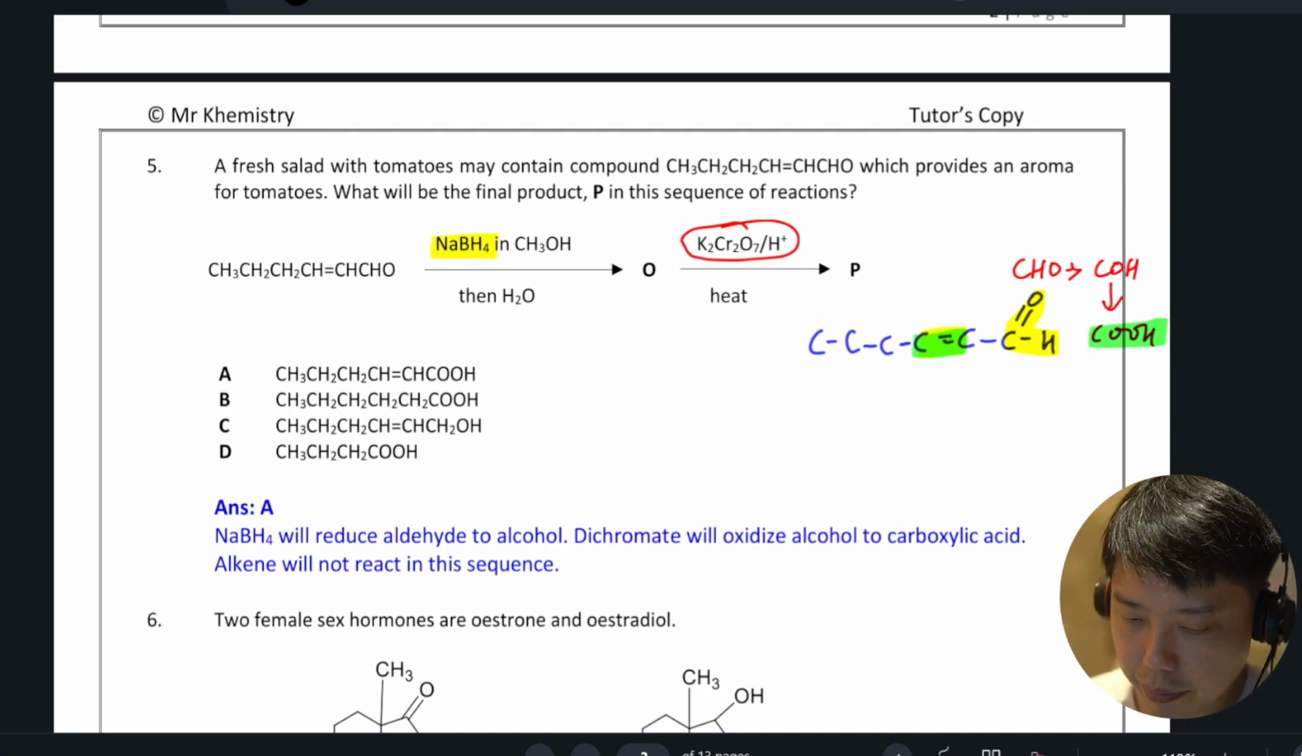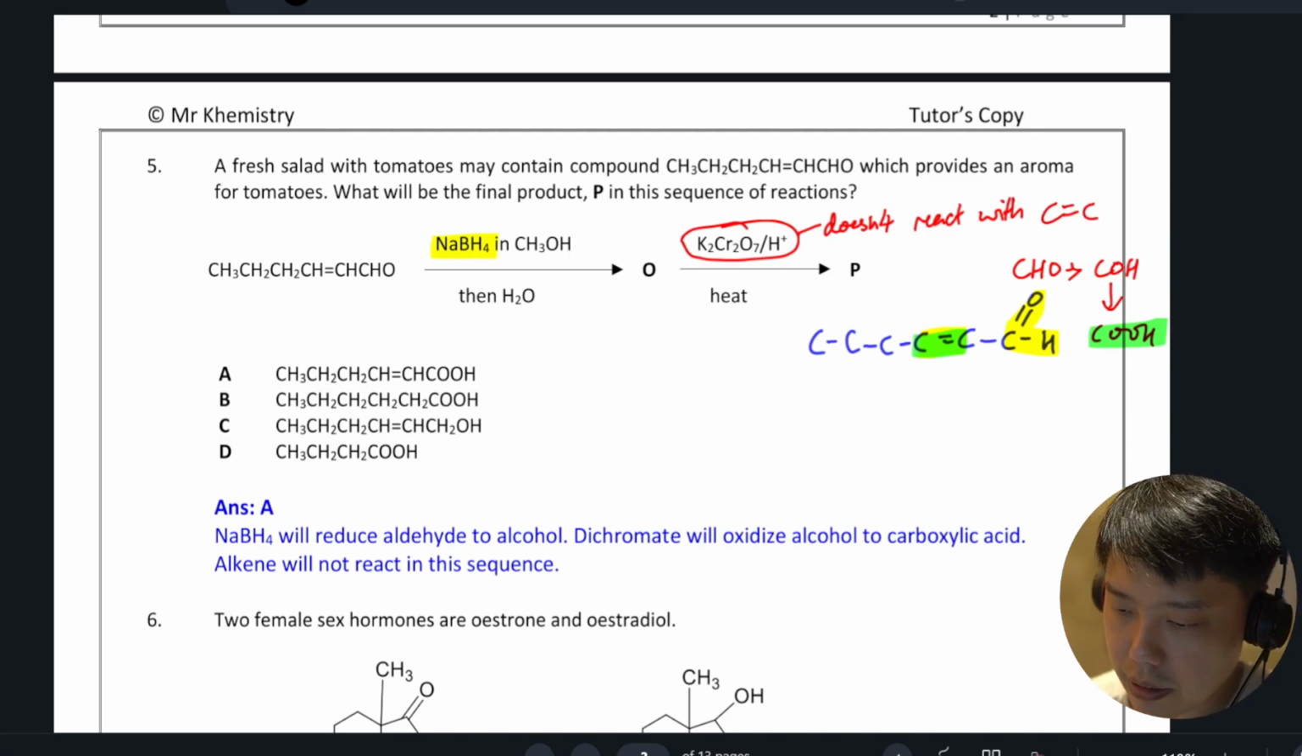Do remember that alkenes will not react with dichromate. Dichromate does not react with alkene. So the second step is only oxidizing the primary alcohol.